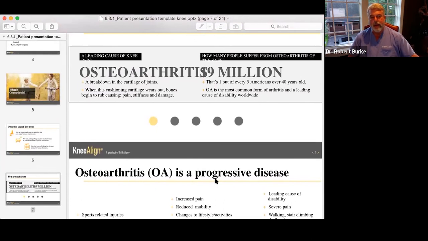And this is something that affects millions and millions of people throughout the world. It is becoming more common as our patient population ages, and it is one of the more debilitating issues that patients will have as they progress in their life.